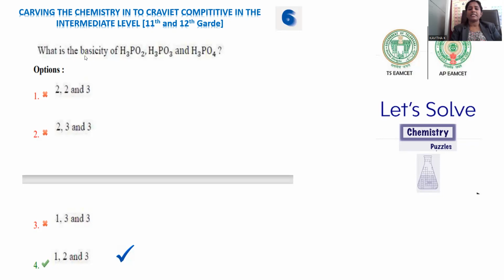And what is meant by basicity? Basicity is nothing but the number of replaceable H plus ions. How many H plus ions does it donate? That is called its basicity. If it gives 1 H plus, we can say the basicity of that compound is 1. So in this manner, for H3PO2, H3PO3, H3PO4, what will be the basicities? The correct order will be: hypophosphorus acid has 1, phosphorus acid has 2, phosphoric acid has 3 as the basicity. Let's see how we can explain this.